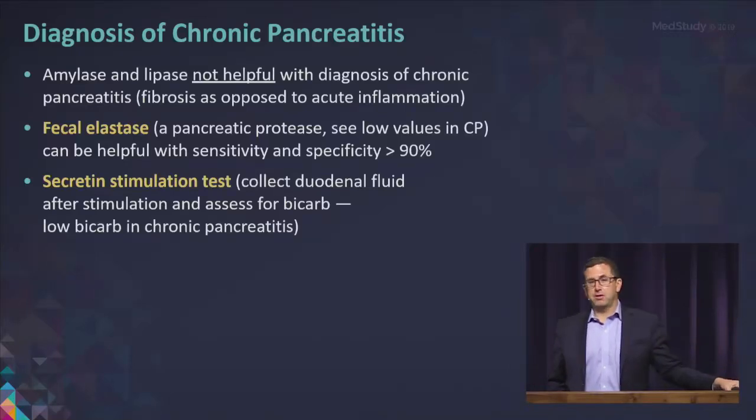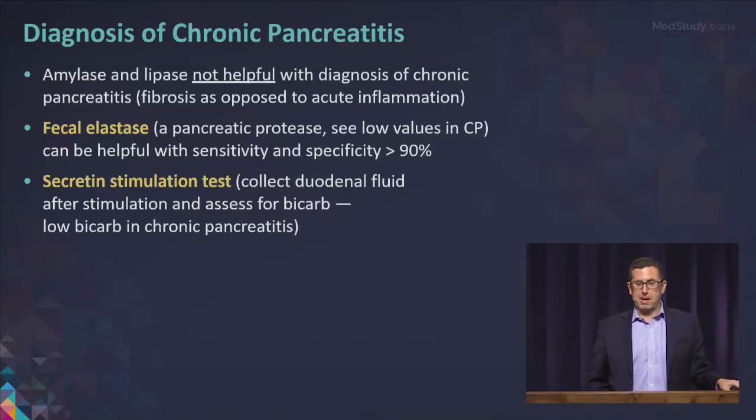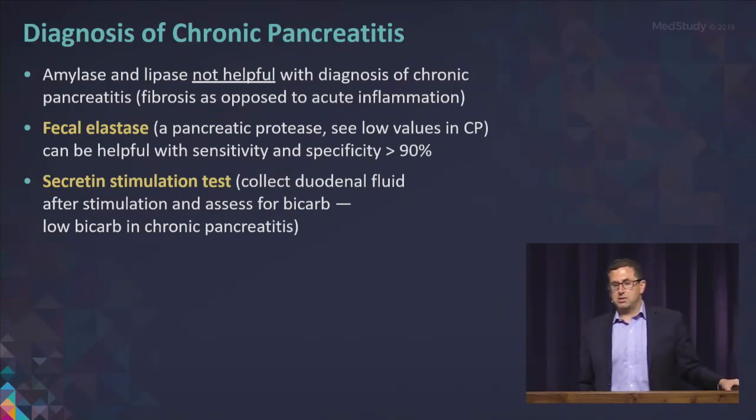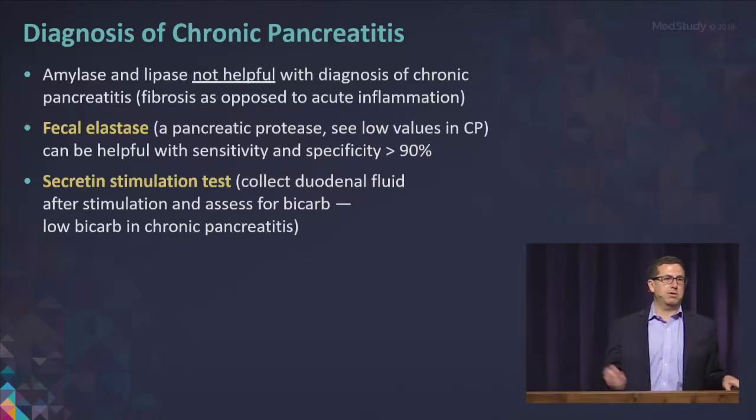Fecal elastase, on the other hand, is very useful to diagnose chronic pancreatitis. Fecal elastase is a pancreatic protease, and you see very low values in chronic pancreatitis. And then there's something called the secretin stimulation test, where you collect duodenal fluid after secretin stimulation and you assess for bicarb. And if the bicarb is low, it's consistent with chronic pancreatitis. But I'd say the fecal elastase is a really good test, so we're not really doing secretin stimulation tests as frequently.